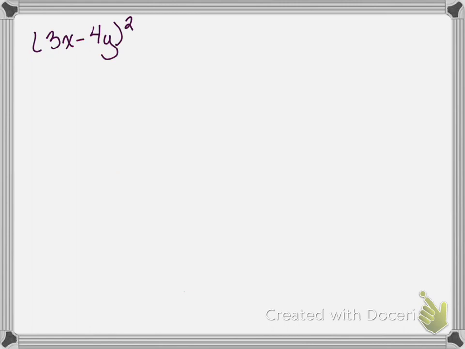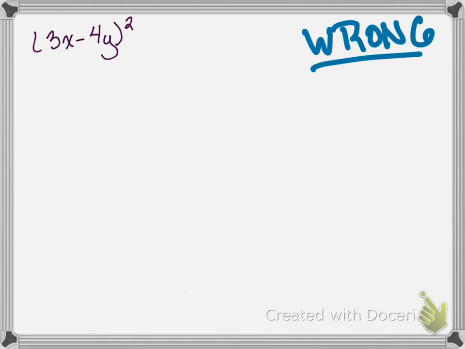Now, students confuse this one with power of product. Power of product only works when we are multiplying monomials together. We are not multiplying here. What are we doing inside? We're subtracting, okay?